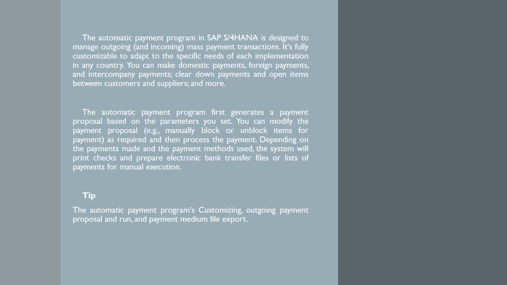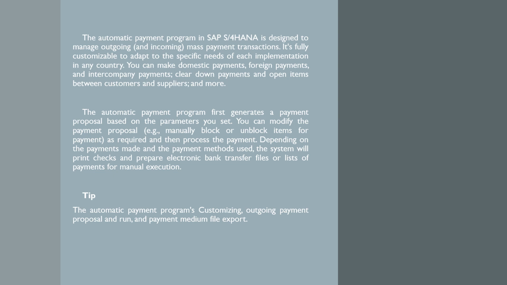So the automatic payment program first generates a payment proposal based on the parameters you set. You can modify the payment proposal, e.g. manually block or unblock items for payments as required, and then process the payment. Depending on the payment made and the payment method used, the system will print checks and prepare electronic bank transfer files or lists of payments for manual execution.